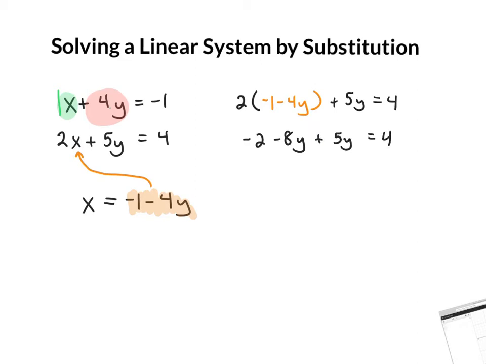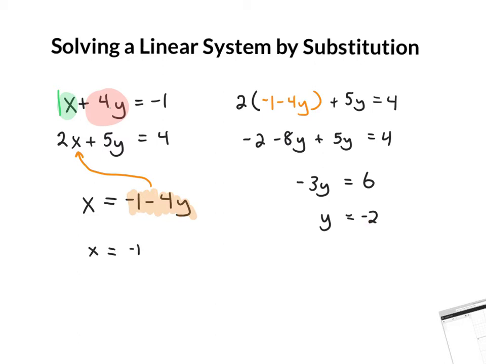Combine like terms. And while I'm at it, I'm going to add the 2 to both sides. Now divide both sides by -3 to get y equals -2. So as we see, we're halfway done in the sense of halfway with our problem. So now I just need to substitute that back in.